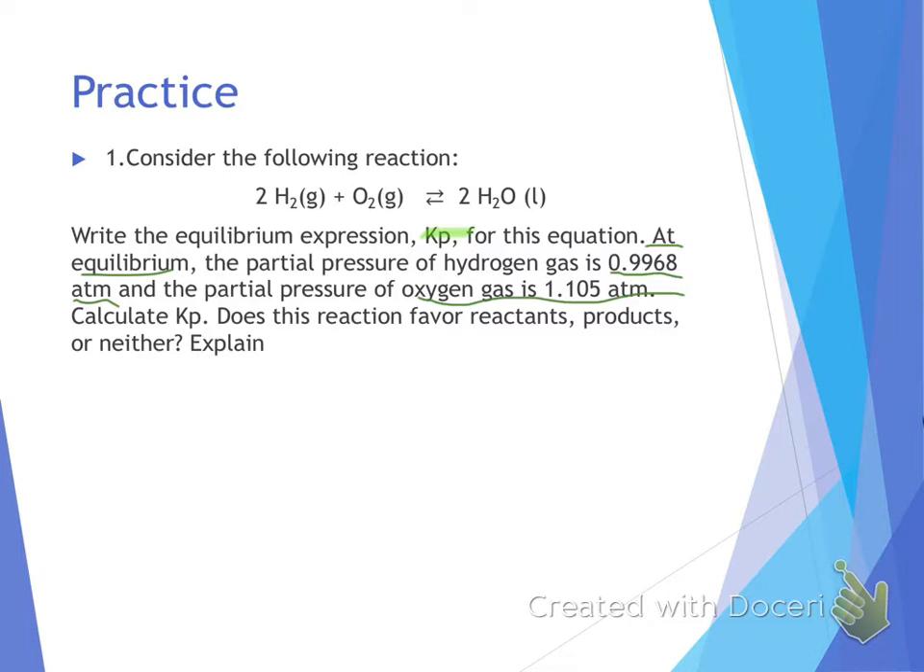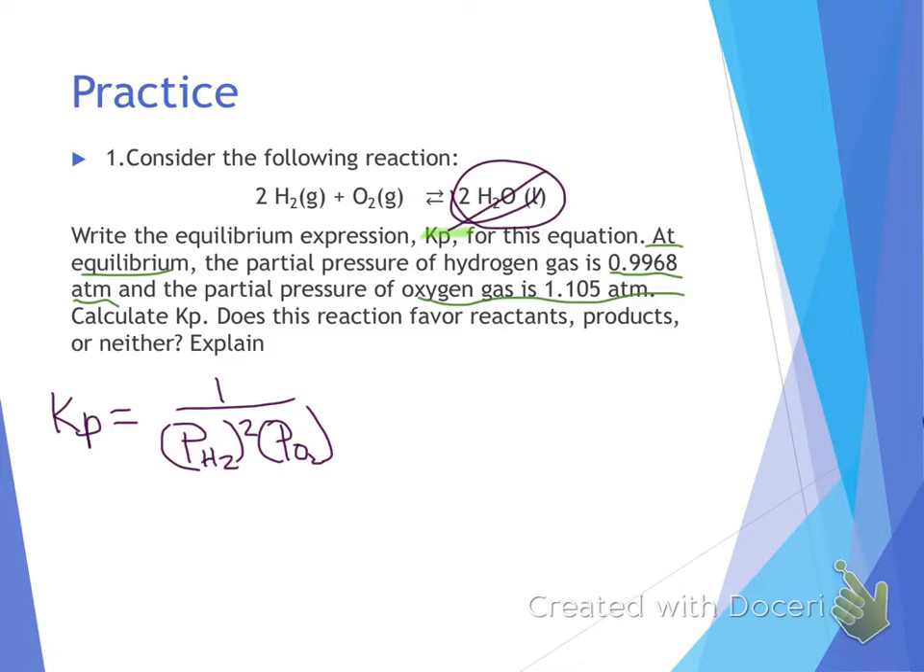Well, let's start by writing that Kp expression. Remember, Kp is based off of the partial pressures, so take a second and write that out. Make sure that you have your partial pressure denoted the correct way. When you have that Kp written out, our numerator is just going to be 1. Our product is a liquid. We don't include liquids in our equilibrium constant expression.